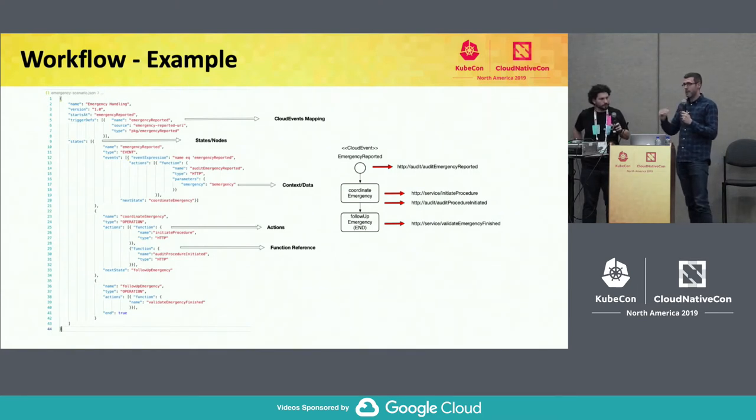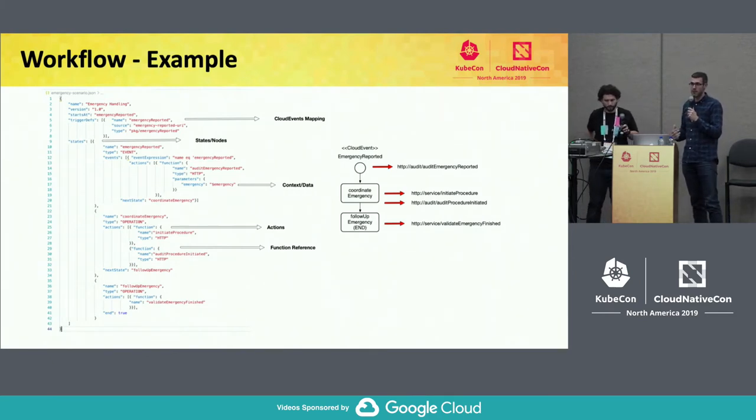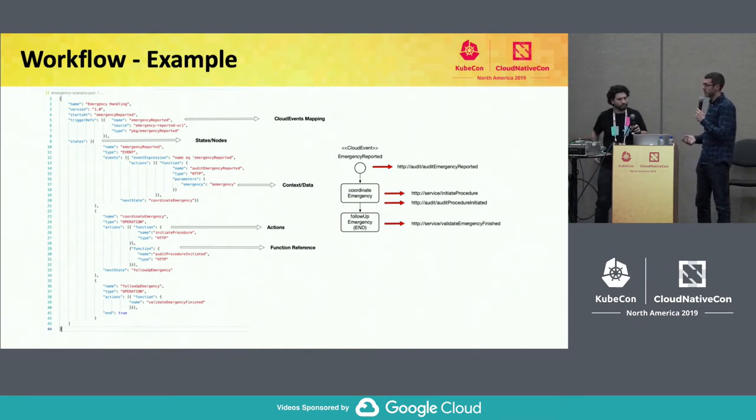In case it is an event that the workflow is waiting for in order to progress, we have to provide a way to allow the workflow to correlate this event with an existing instance. And for that, we should maybe use the cloud event attributes, like the subject, for example. The subject is a good candidate.